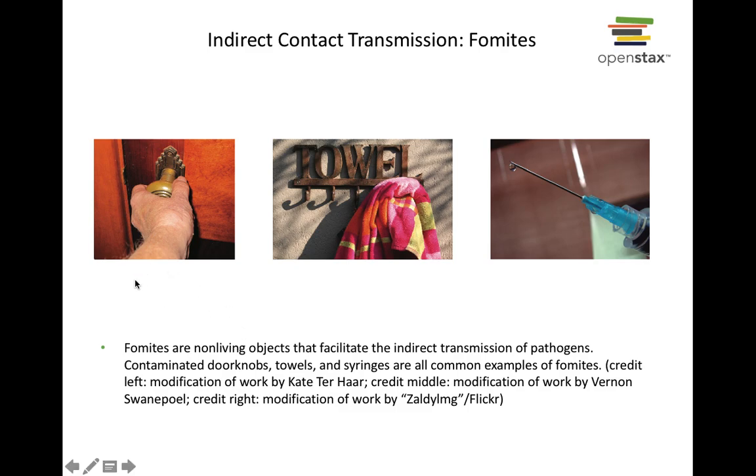So fomites, again, this is from OpenStax: non-living objects that facilitate indirect transmission of pathogens, like contaminated doorknobs, towels, syringes, sports equipment, mats, like if you're a wrestler, MMA, that's a big deal. And again, this is one reason with COVID we want to keep our hands away from our face.